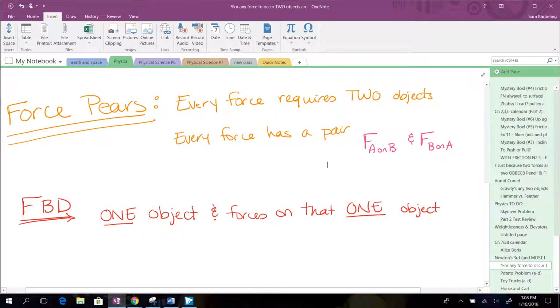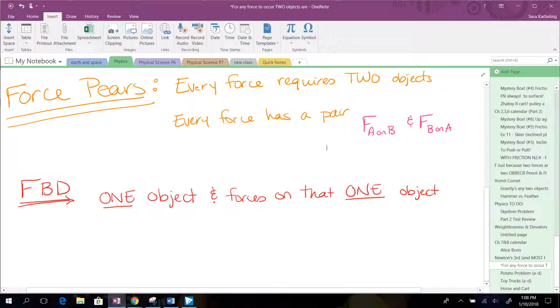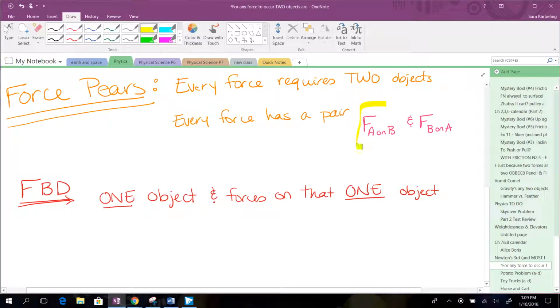Okay. So the moral of this story, the thing that I really, really want you to remember, these are a third law pair. Okay. A on B, B on A. Will you ever have a Newton's third law pair in a free body diagram? I'm going to repeat the question. Will you ever have a Newton's third law pair in a free body diagram?